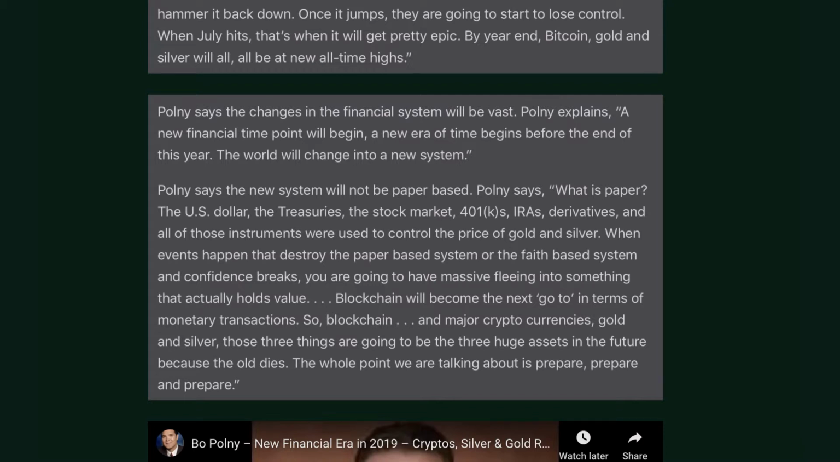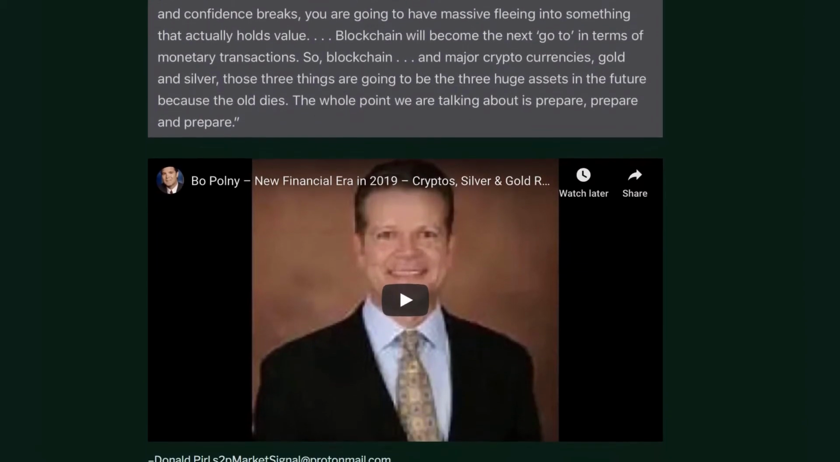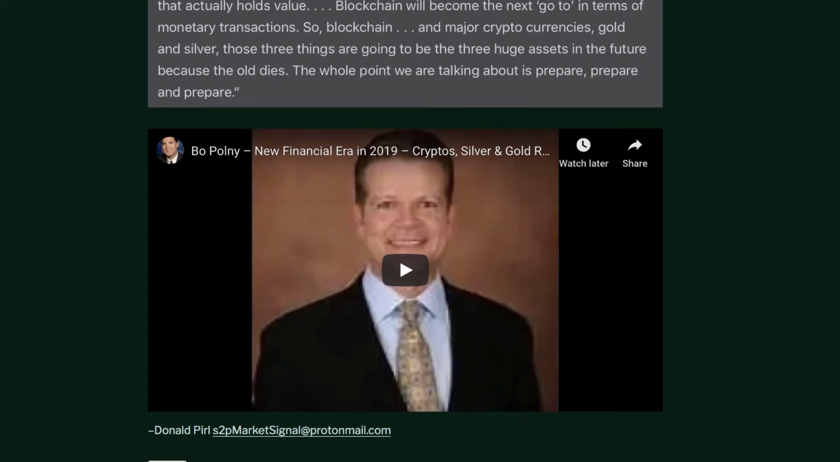When events happen that destroy the paper-based system or the faith-based system and confidence breaks, you are going to have massive fleeing into something that actually holds value. Blockchain will become the next go-to in terms of monetary transactions. So blockchain and major cryptocurrencies, gold and silver, those 3 things are going to be the 3 huge assets in the future, because the old dies. The whole point we are talking about is prepare, prepare, and prepare."